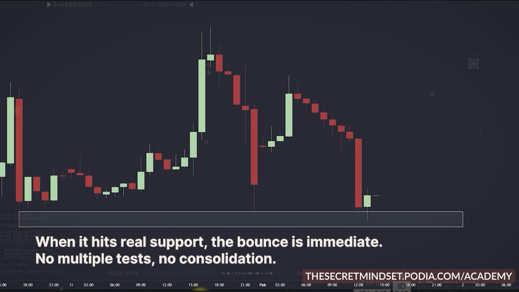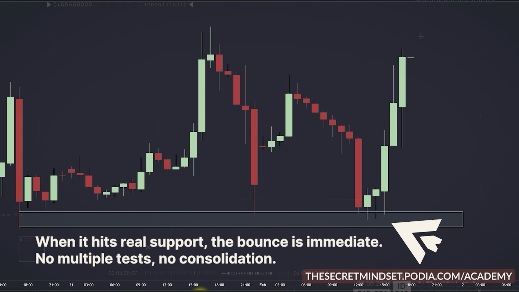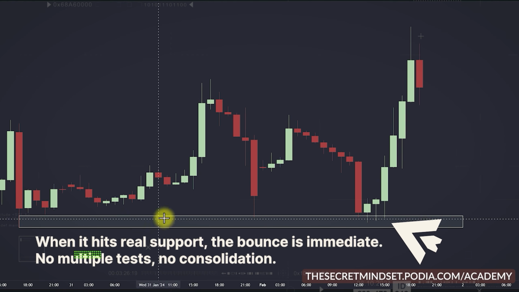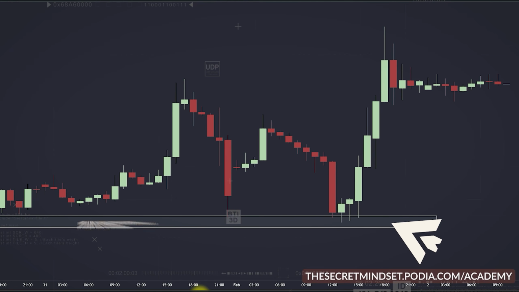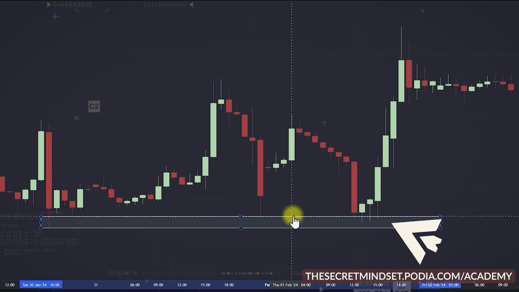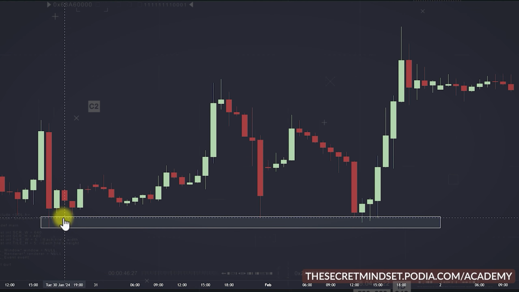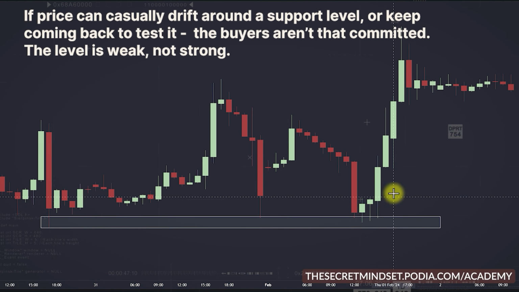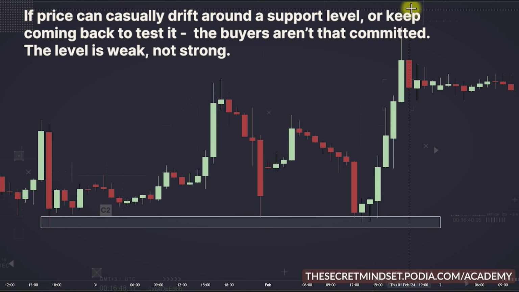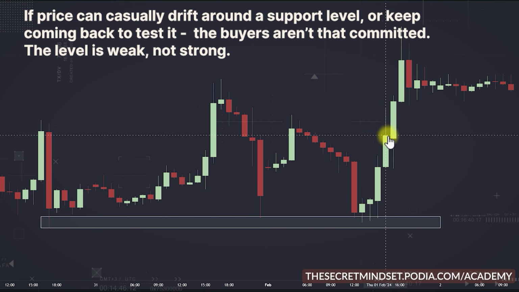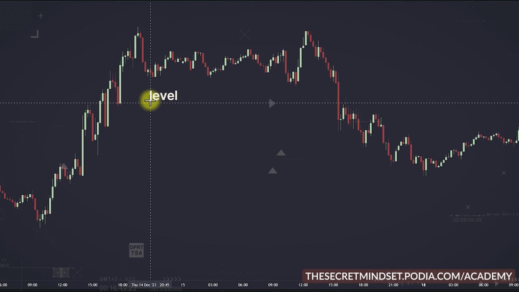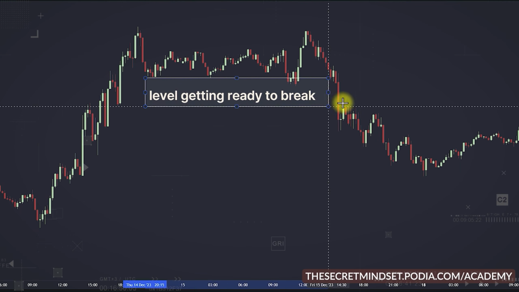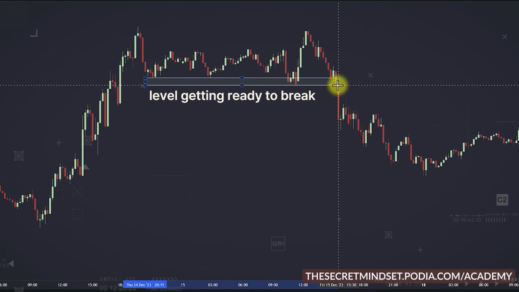When it hits real support, the bounce is immediate and violent. No multiple tests, no consolidation. Just institutional money stepping in with billion-dollar buy orders that send price screaming higher. If price can casually drift around the support level or keep coming back to test it, that tells you the buyers aren't that committed. The level is weak, not strong. When you see a level getting tested multiple times, that's not strength, that's weakness. That's the level getting ready to break.